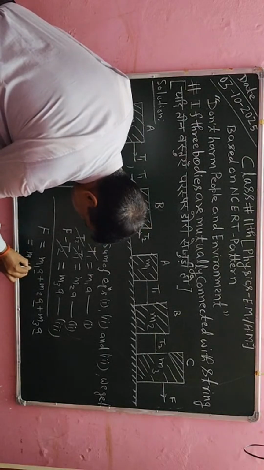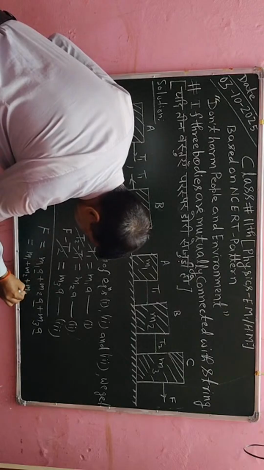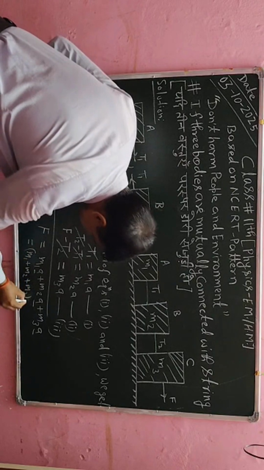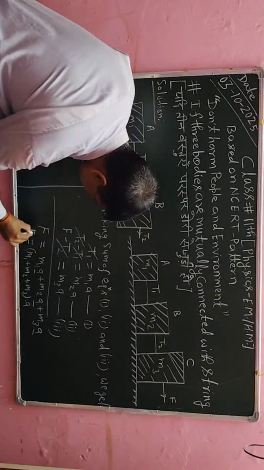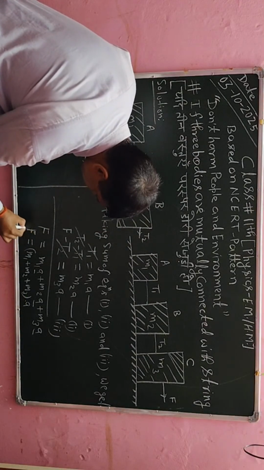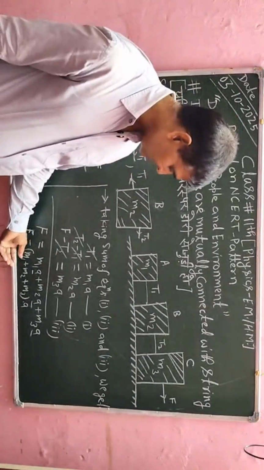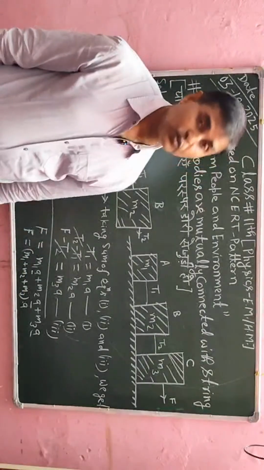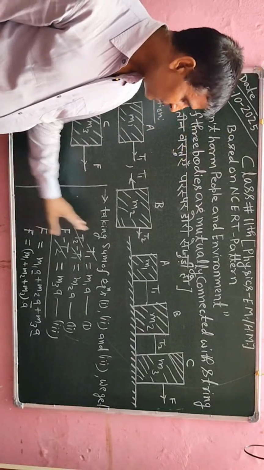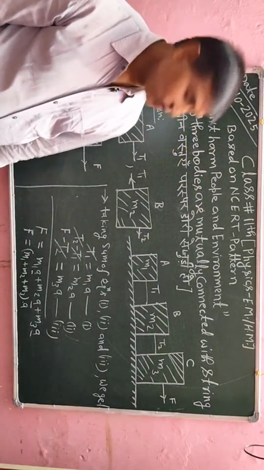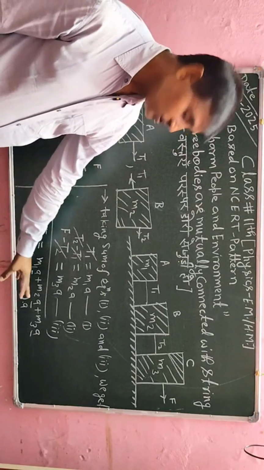I have to write here M1 plus M2 plus M3 in the bracket, and then I have to write here A. So in the left hand side I have to write force F, which is equal to M1 plus M2 plus M3 in the bracket, into A. So this is the information when I have added all these three equations. So I have got F is equal to M1 plus M2 plus M3 into A.